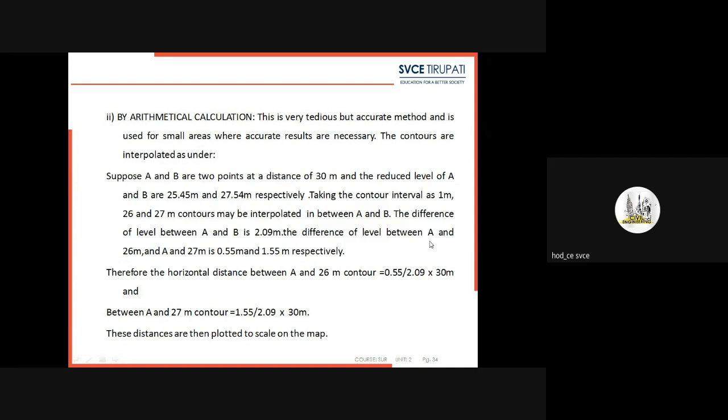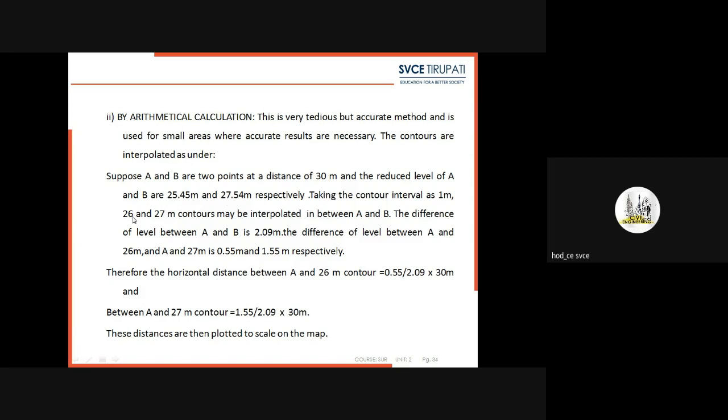Okay, A and B. See here, sorry, A and 26. So the difference between 25.45 and 26, and then A and 27, the difference between 25.45 and 27. So there is 0.55 and another one is 1.55 meters respectively. Therefore, the horizontal distance between A and the 26 meter contour can be found by taking the difference and relating it to the 30 meters. For A to 26 meters the difference is 0.55, and the total difference is 2.09. You remember the difference 2.09.